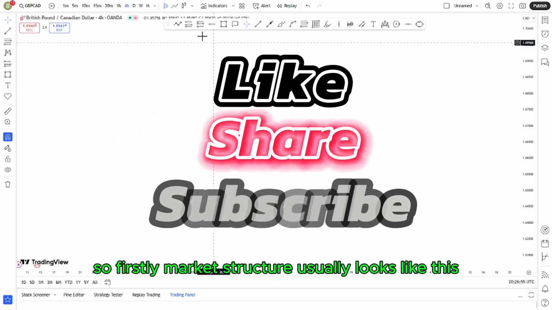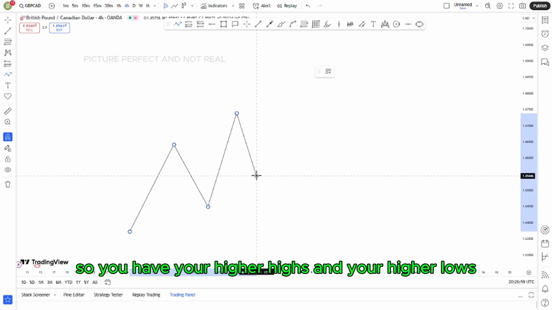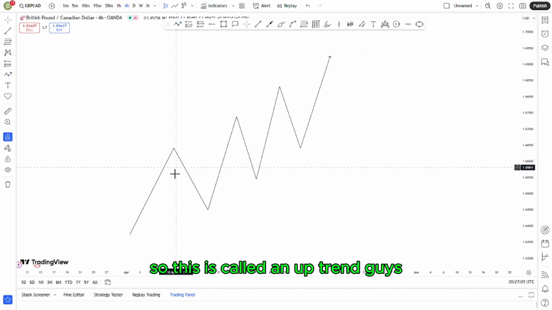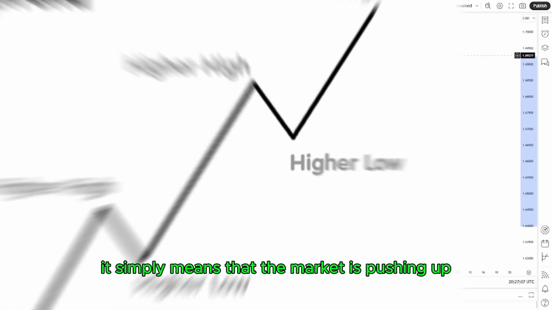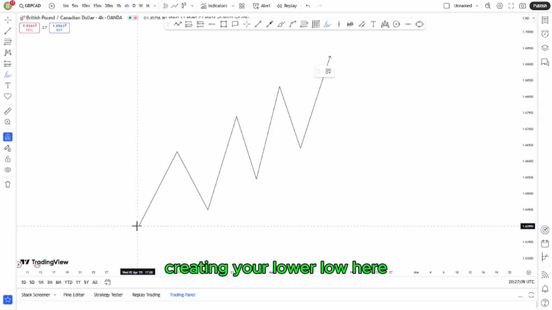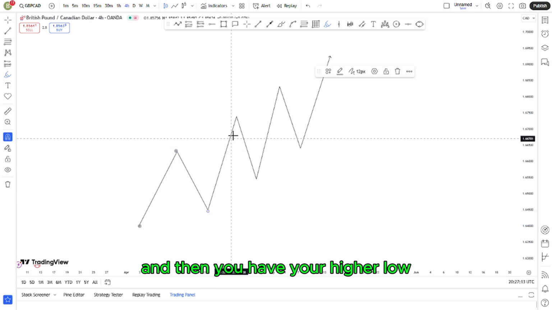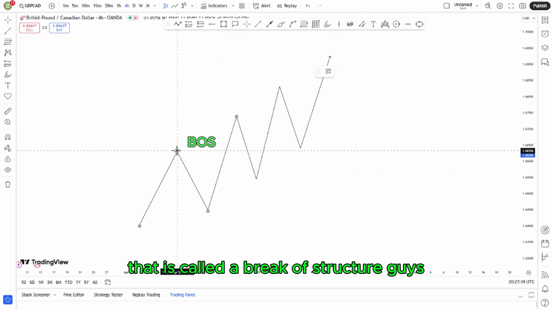So firstly, market structure usually looks like this. You have your higher highs and your higher lows. This is called an uptrend, guys. For those who don't understand market structure, it simply means that the market is pushing up, creating your lower low here, and then we have your high, and then you have your higher low, higher high. Whenever you have a higher high in the markets, that is called a break of structure, guys.